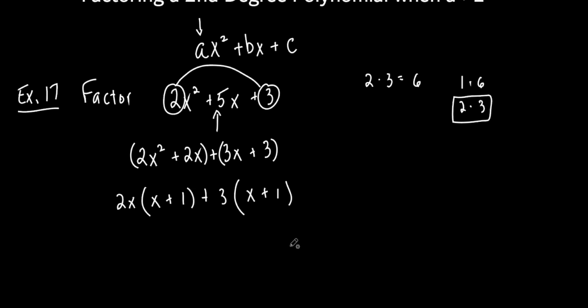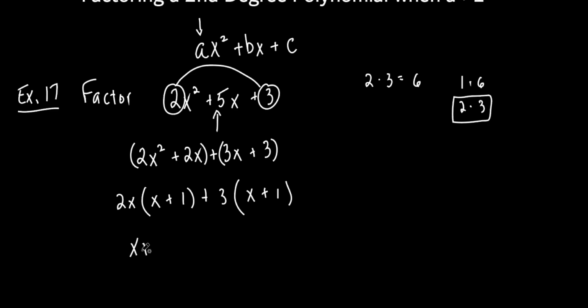Everybody good? It's not yet, because this is a plus, so they're not being factored. I don't have something just times something else. I've got these two times each other, and these two, but this whole thing is being added to this whole thing. So it's not a factor yet. They're not factors, but they do have something in common. What do they have in common with each other?